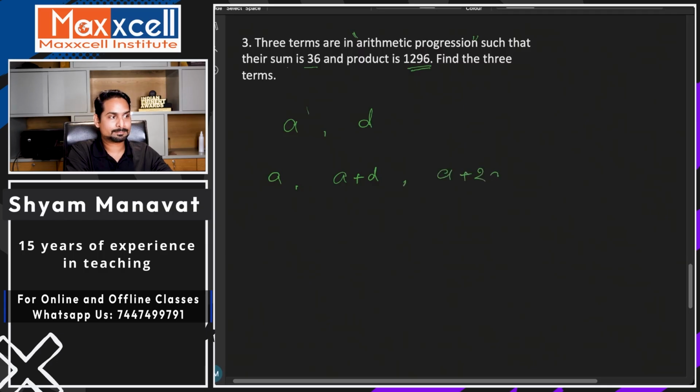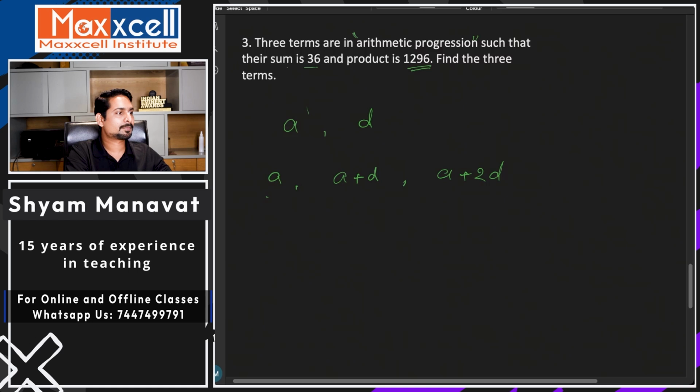A plus 2D. In some books, you might also see that they assume the first term as A minus D, and then A, and it's one and the same thing. I don't really pay much attention to assuming variables. You assume whatever you are comfortable with, and if you have assumed things right, you will get the right answer. So don't break your head there. Did you understand? First term A, common difference D, so we can progress this way.